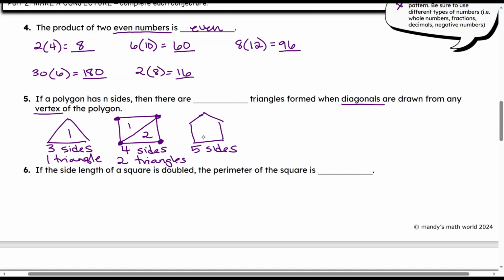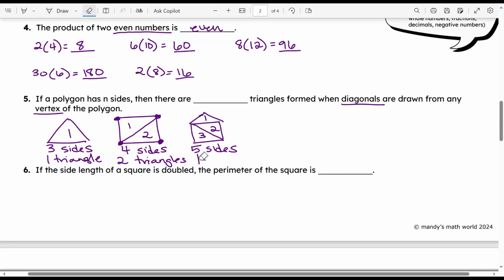So basically, I'm breaking this polygon up into how many triangles can I form based on diagonals that I've drawn. So from here to here, and maybe from here to here. I have 1, 2, 3 triangles. Oh, I need to do that. I'm going to write 3 triangles.